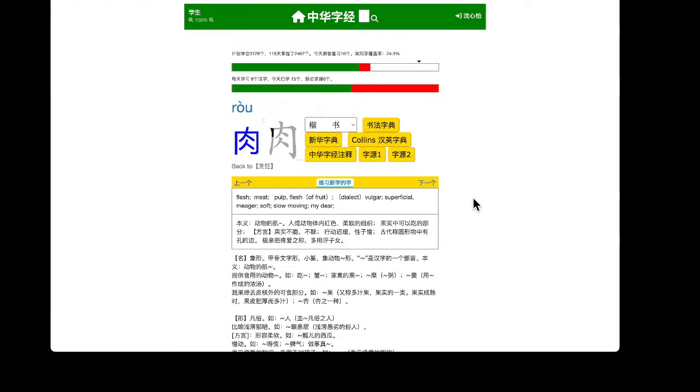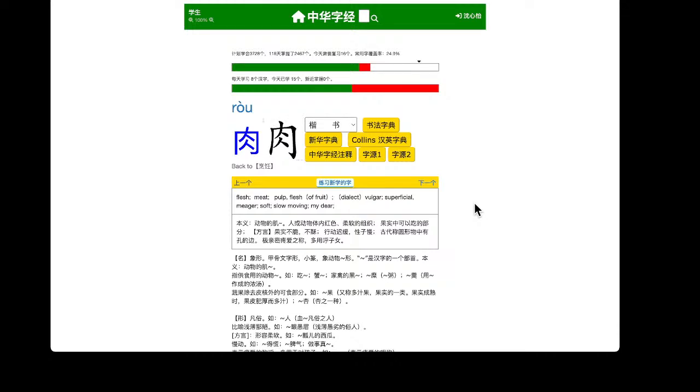Next one. 肉. Okay, 肉 means flesh, means meat. Okay, so the first meaning is basically an animal's muscle. And it also is used for fruit. It means anything between the skin and the seed, the core, anything in between, that part of the fruit tissue, as 肉.